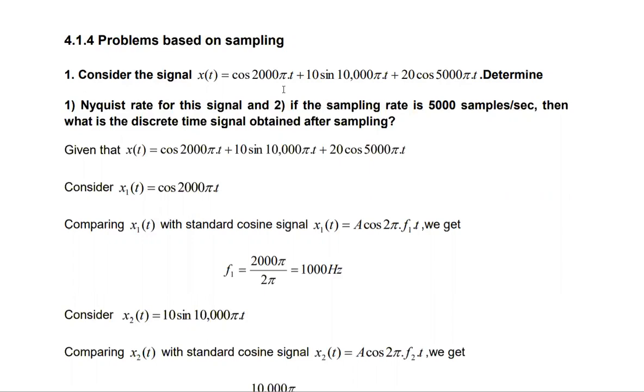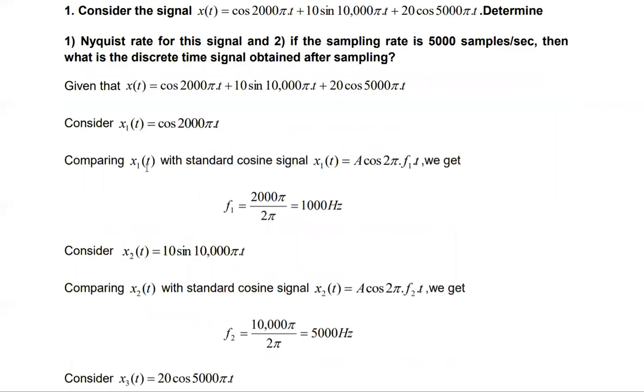For the given signal, x1 of t is the first signal. What is the first signal? Cos 2000 pi t, which you consider as x1. Similarly, 10 sin 10,000 pi t is x2, and 20 cos 500 pi t is x3. For each signal we have to find the frequency. The frequency for the first signal we take as f1, for the second f2, and for the third f3. You have to find them.